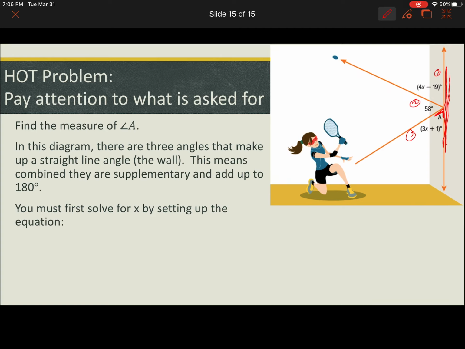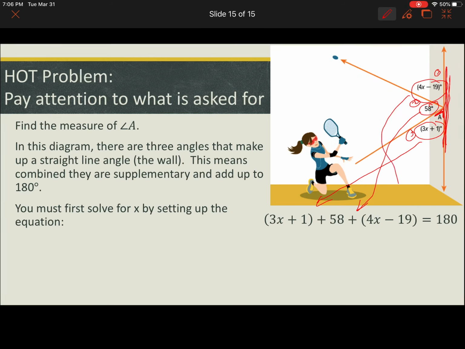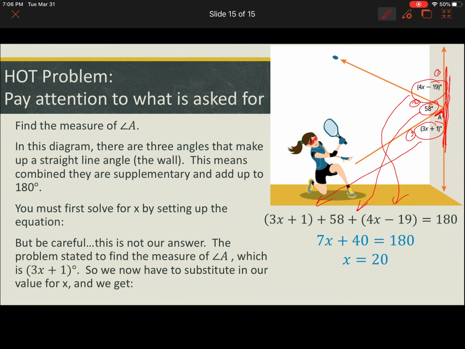So the first thing we need to do is solve for x. Can't have too many unknowns. So we have to get rid of the one unknown first, which is x. Again, setting up the equation, we take our 3 angles, add those together, we combine like terms, we solve the 2-step equation, and we get x equals 20. But that's not it. That's not our answer.